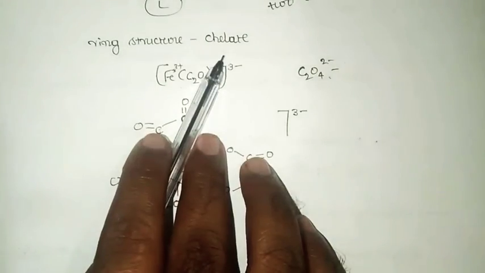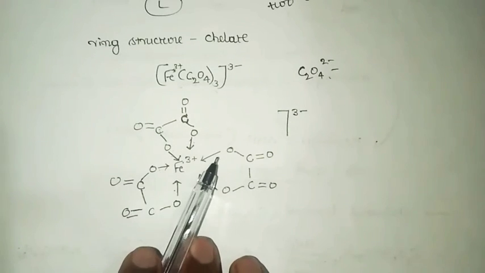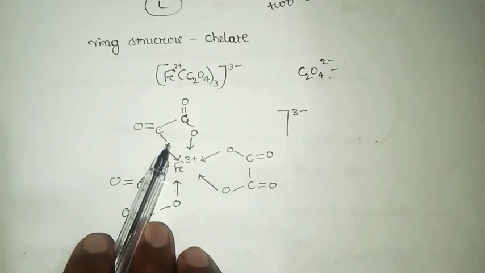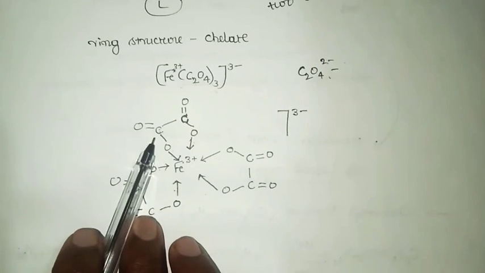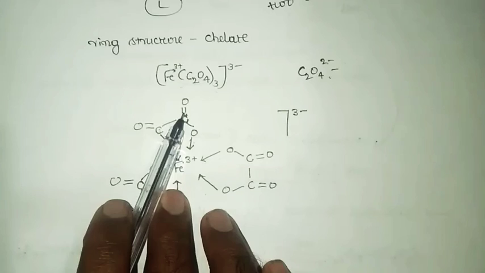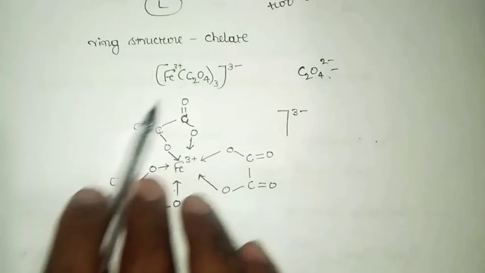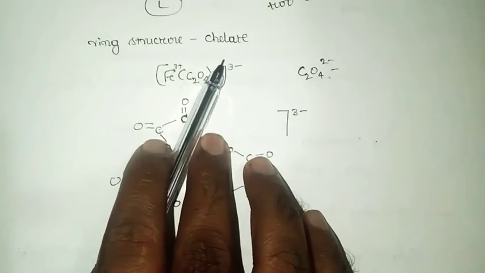This is one simple example for chelating ligands and chelate. So let me say once again, if a ligand, by forming more than 2 coordinate bonds with the central metal ion, develops a ring structure with the central metal ion, then such ligands are called chelating ligands, and the resulting ring structure is called chelate.